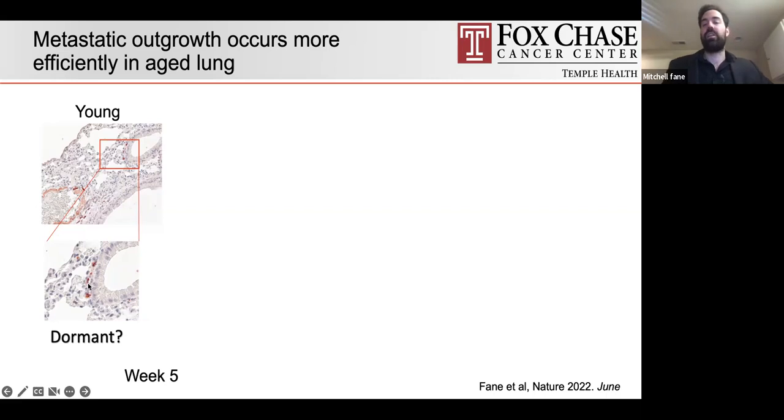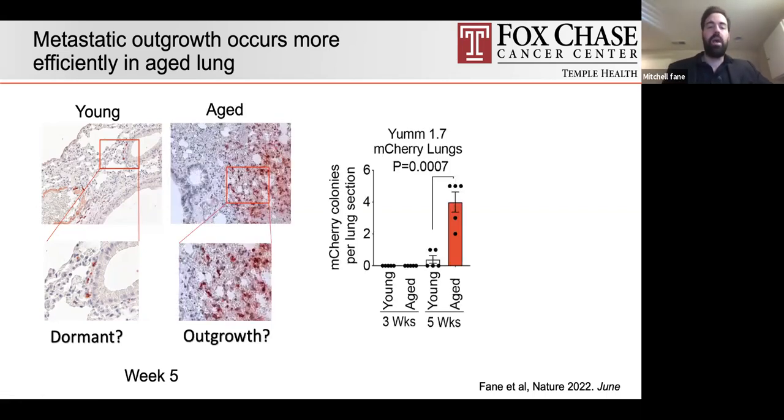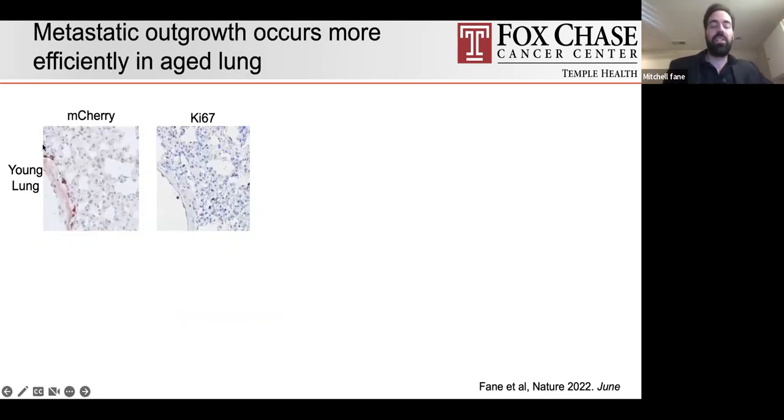Potentially, they're suggesting that they're not able to grow out and they're undergoing this prolonged period of dormancy. Whereas in the aged mouse lung, we're starting to see much larger metastatic tumors growing, suggesting that the aged mouse lung is inducing a more proliferative phenotype. To investigate this further, we took our single mCherry-positive cells in the young lung and co-stained them with Ki-67, which is a marker for proliferation. And you see that they stain negative for Ki-67, indeed suggesting that they've exited the cell cycle.